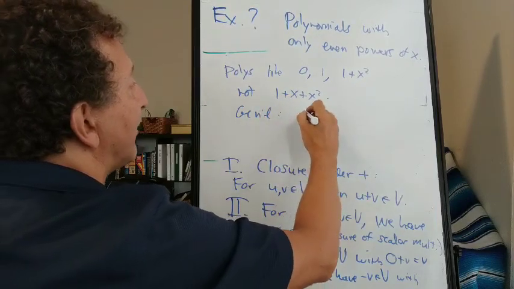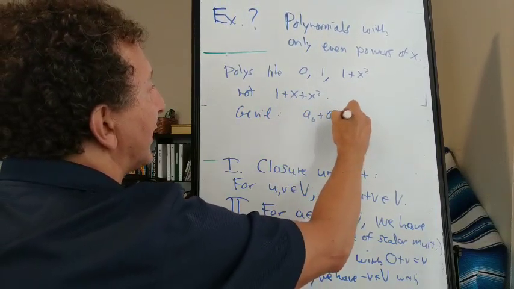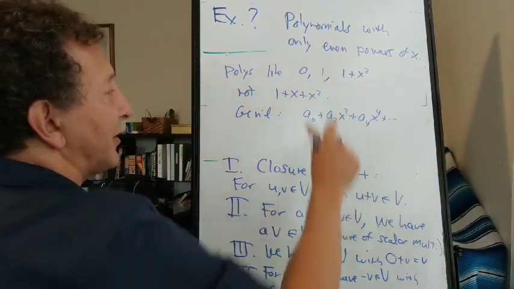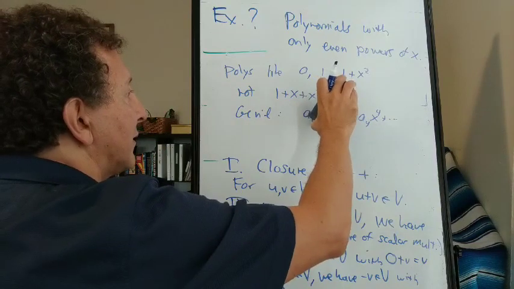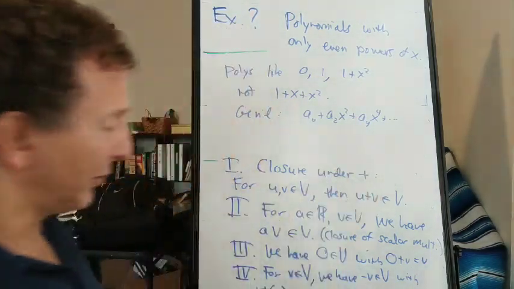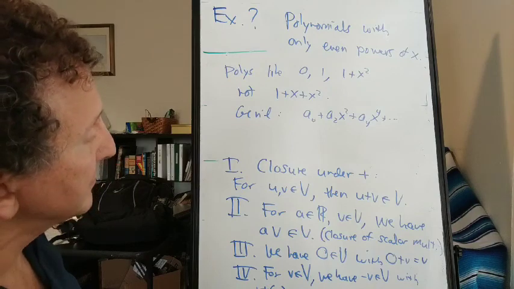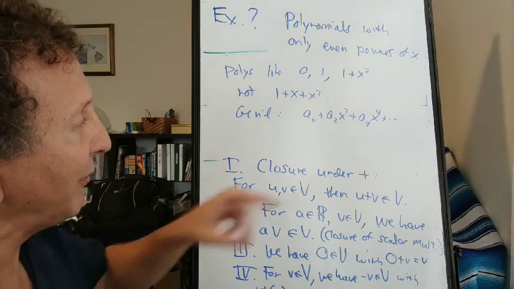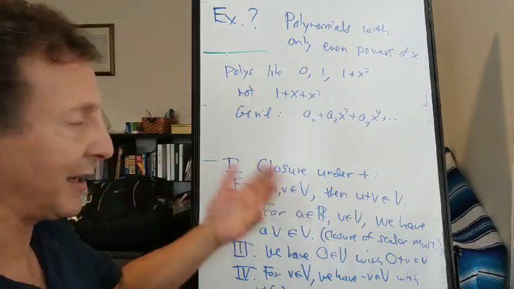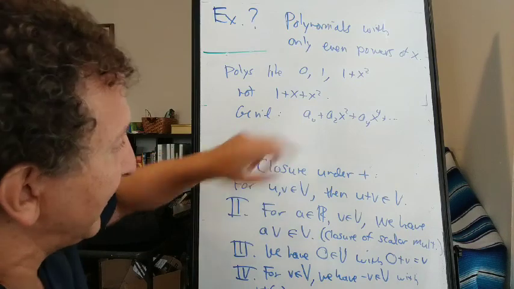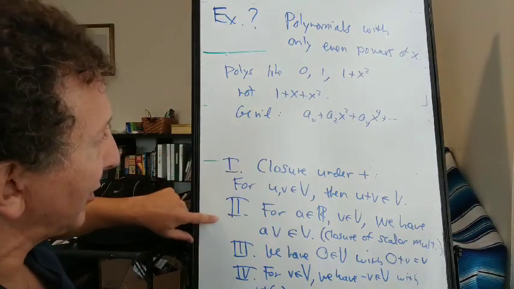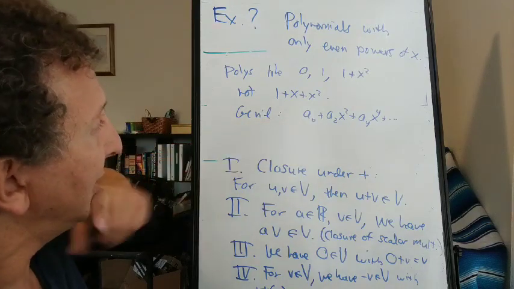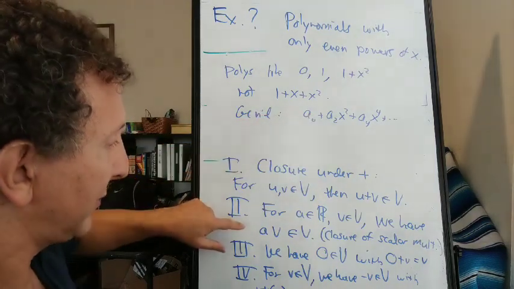I guess in general we're going to have things like a naught plus a2 x squared plus a4 x to the fourth, etc. Only non-zero coefficients next to the even powers of x. So if we add two of those together, we'll only get even powers of x, because we're always adding the coefficients next to the same powers of x. So we're not going to introduce any odd powers by adding these together. If we multiply by a scalar, that's not going to change the powers of x. It'll just change the coefficients by the scalar, but we'll still have only even powers of x.